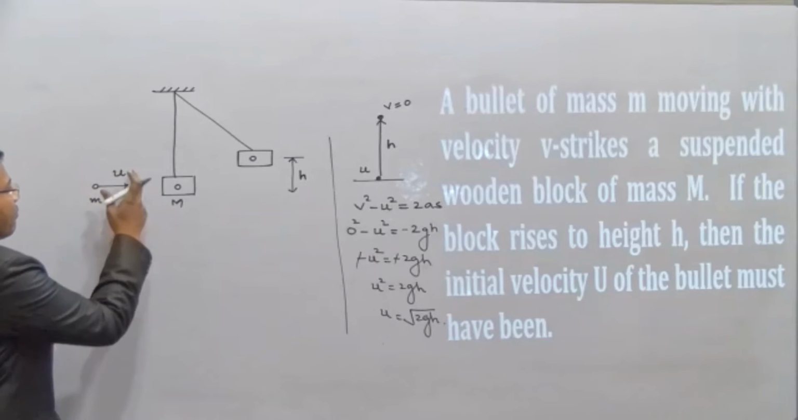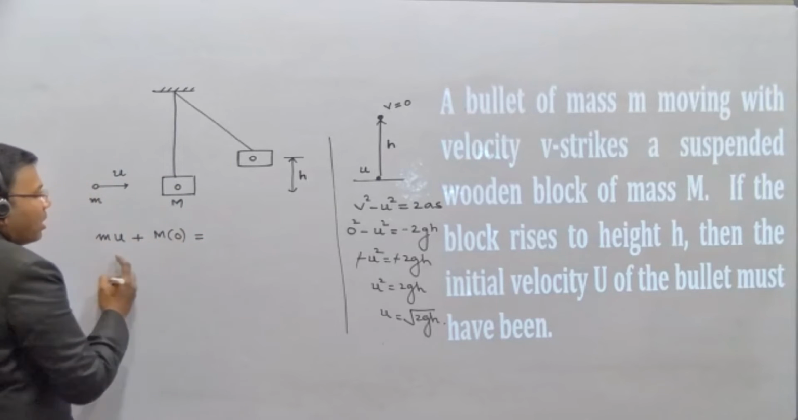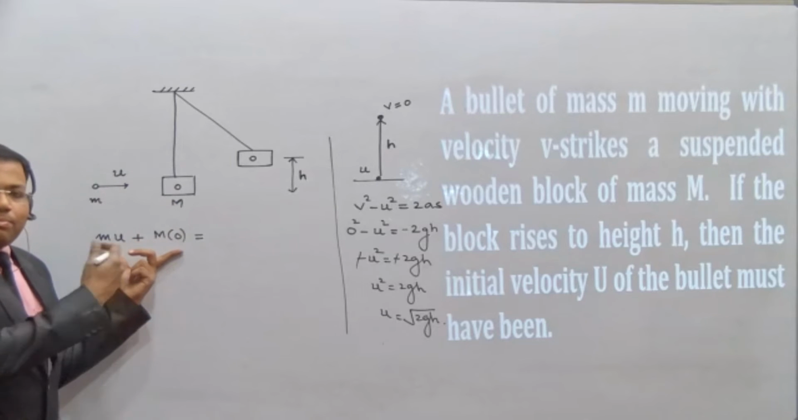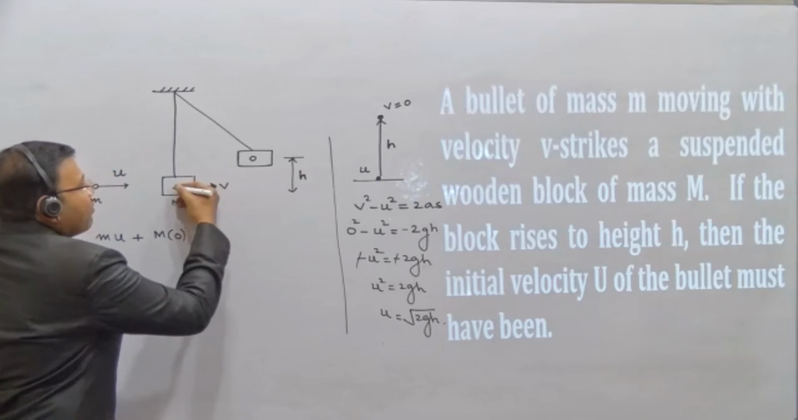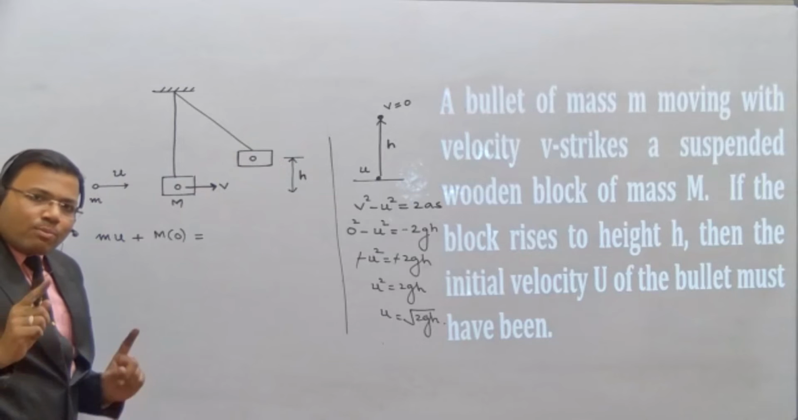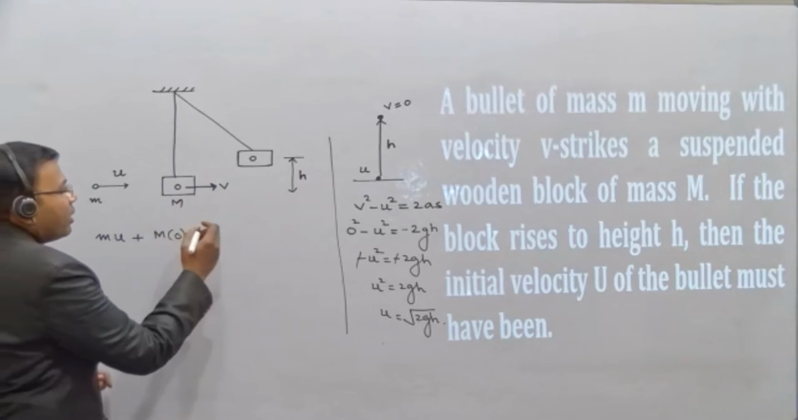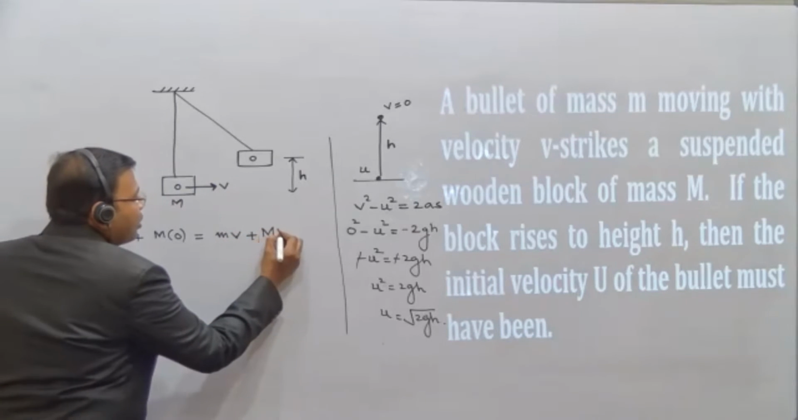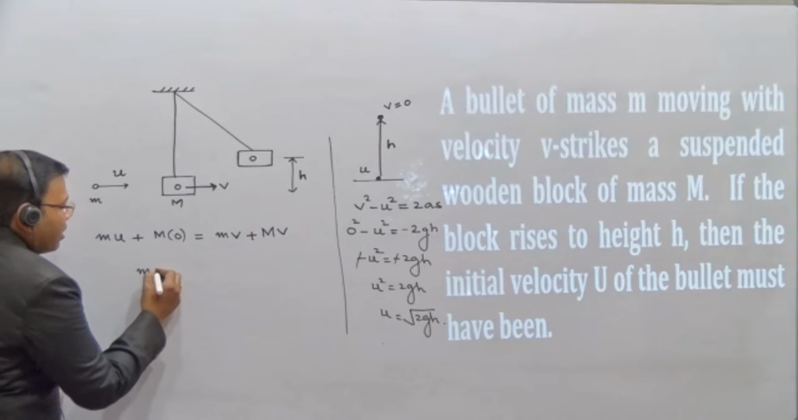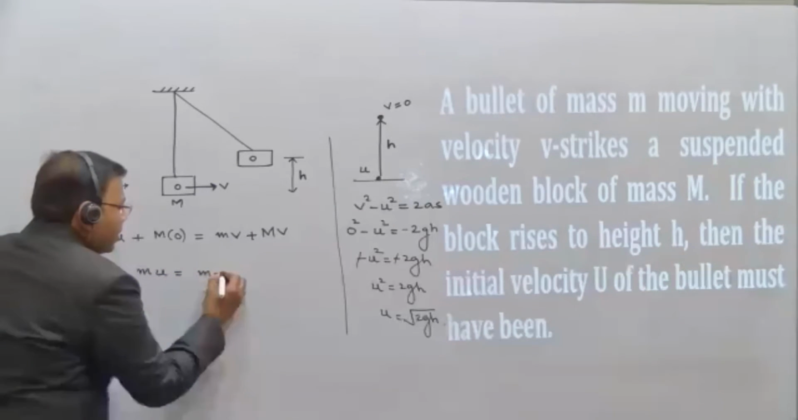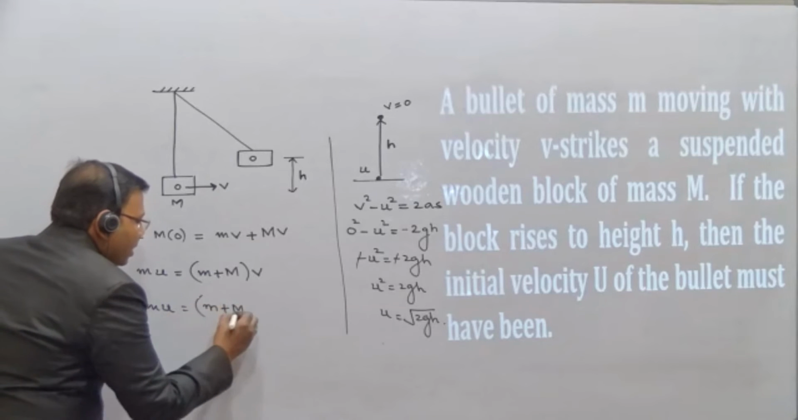So the momentum before collision: for this it is mu, plus the momentum for the capital M, which is 0 because it is at rest. This is the total momentum before collision. Now, as soon as the bullet hits, it is going to move with velocity v. This v is the common velocity for both. Do you agree? Common velocity for both. That means v for the bullet of mass m, and v for the block as well. So it is m into v plus capital M into v, because after collision they are moving with the same velocity. Now mu is equal to, taking v common, m plus M into v.